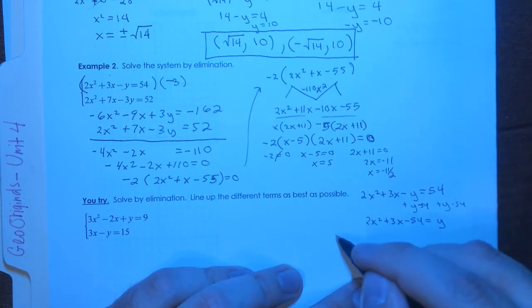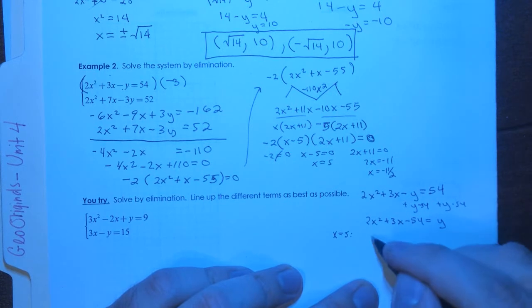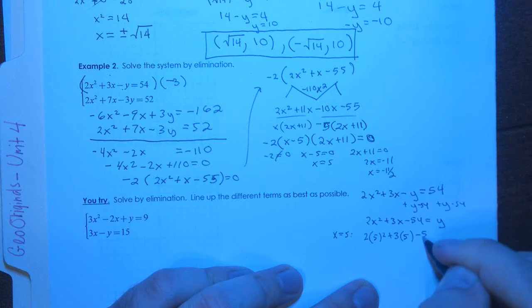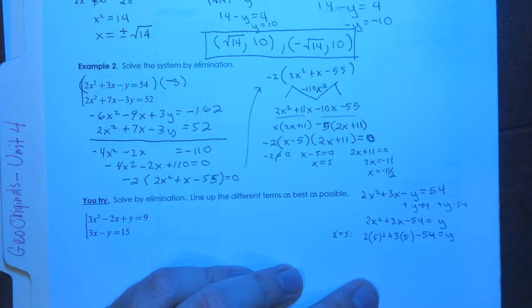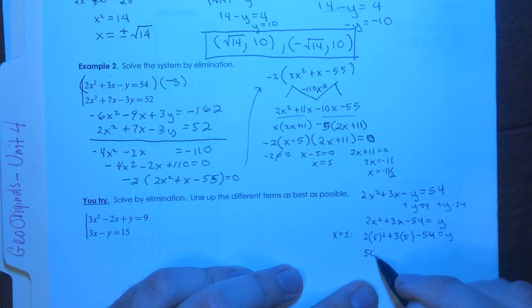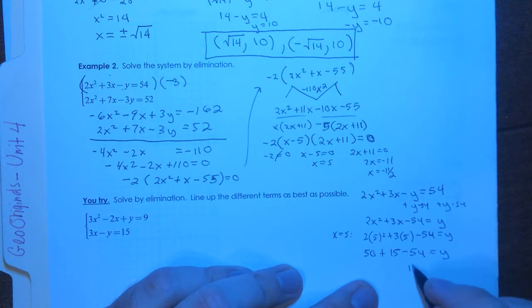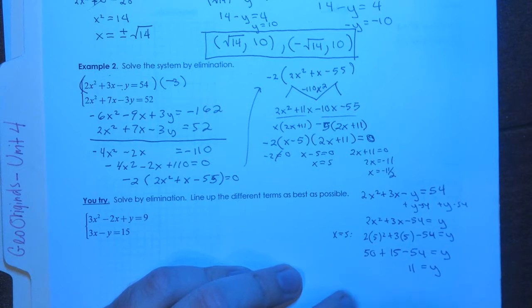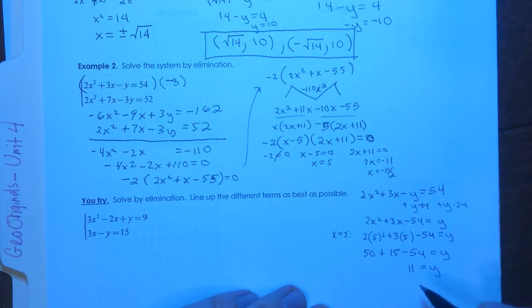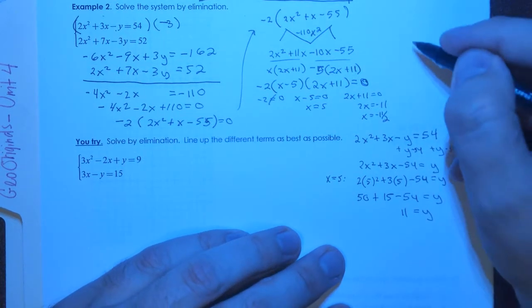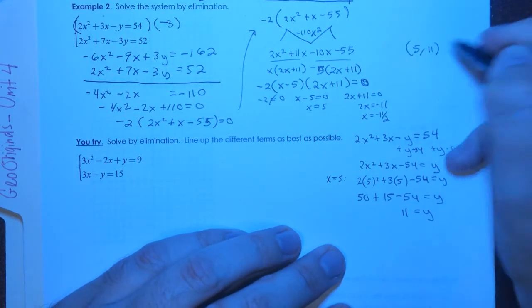If I substitute 5 for x, what do I get? I will have 2 times 5 squared plus 3 times 5 minus 54. That should be the y value to go with 5. 2 times 5 squared is 50, so that's 50 plus 15 minus 54. So this right here is 11. So I have my first ordered pair. My first ordered pair solution will be, I'm sorry, I'm writing a little bit low. My first solution will be 5, 11.